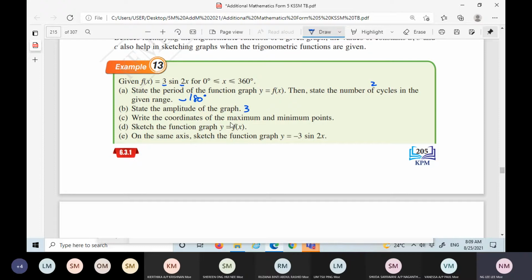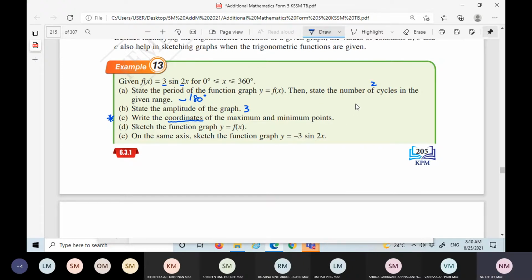Then the coordinates of the maximum and minimum points. Be careful, they want the coordinates, which means they want the x and y values in coordinate form. Actually, the answer in your book is wrong. Let us see how to find the maximum and minimum points. If the amplitude is 3, the maximum will be 3 and the minimum will be -3. I mean the y value.